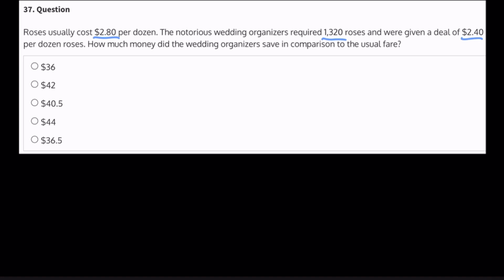Now, our first step here is going to be to convert so that we're dealing with 1 unit here. So, for example, we have per dozen and then we have singular roses. So we're going to convert the singular roses into dozens so we can understand what we're dealing with here.